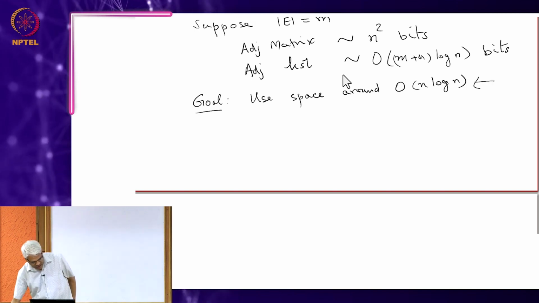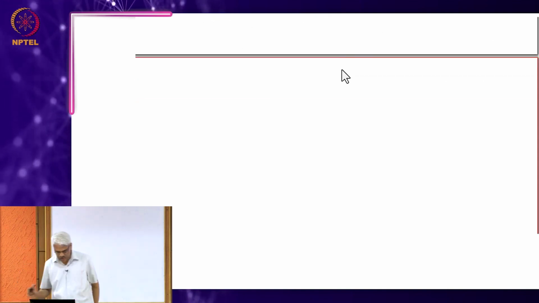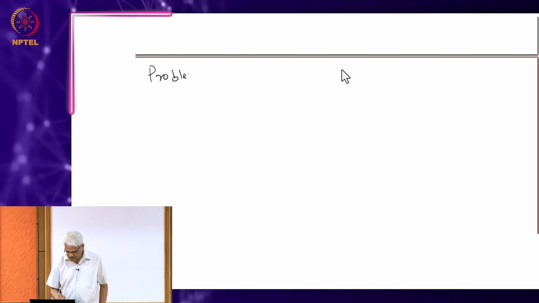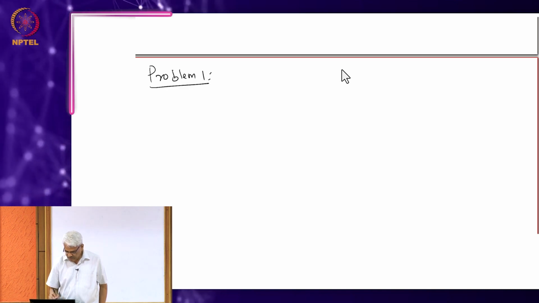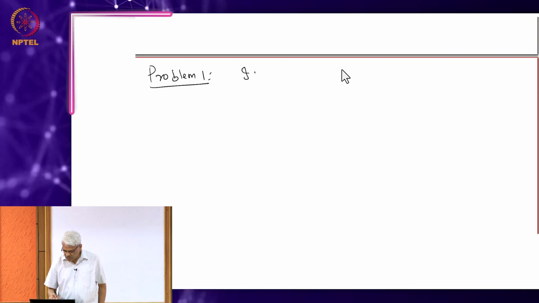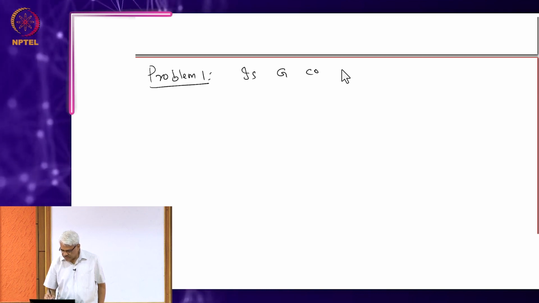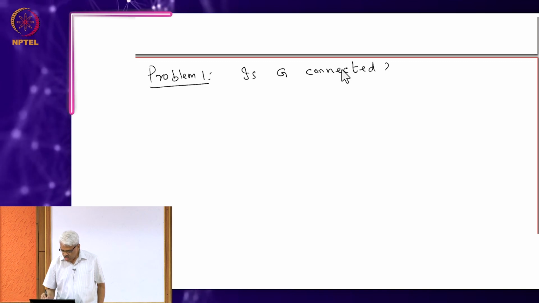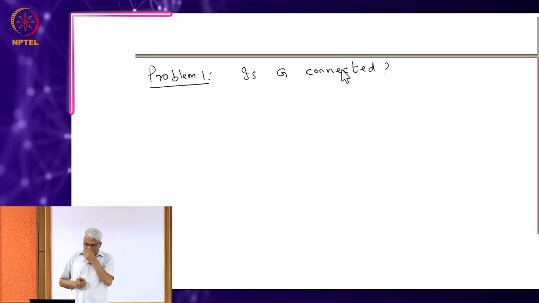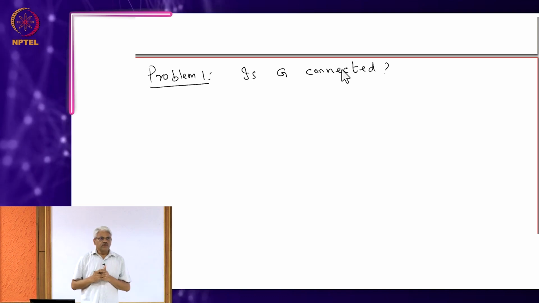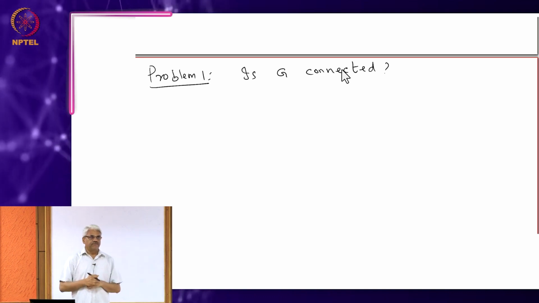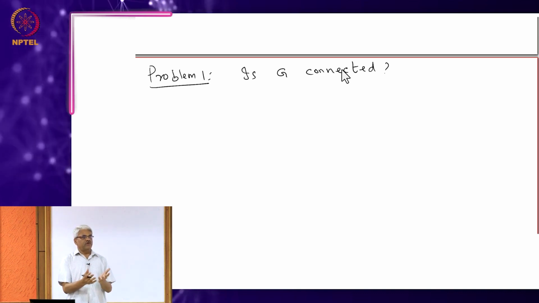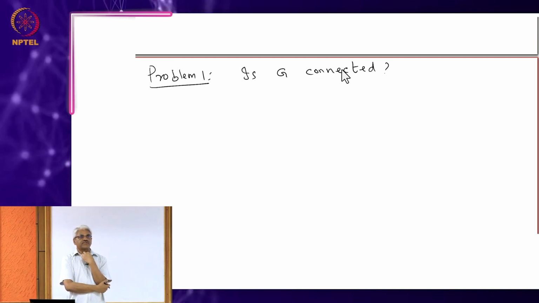Okay, so let's get started with problems. So, the problem 1 I want to talk about is this Boolean question: is G connected? Now without the streaming constraint, in the classical world, if I give you a graph, how do you check whether the graph is connected?